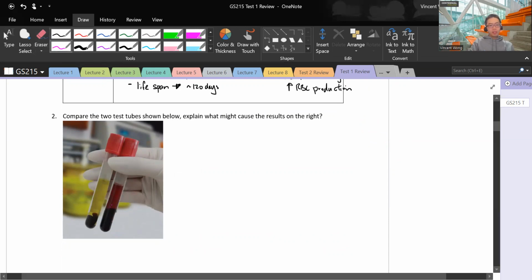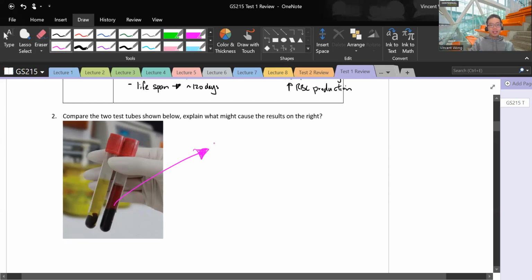So what's the problem here? Anyone want to speculate? These are like real things people do, right? They collect a blood sample from a patient, they spin it down, and then they see this. What's the problem? Yeah, Brill said it's hemolysis.